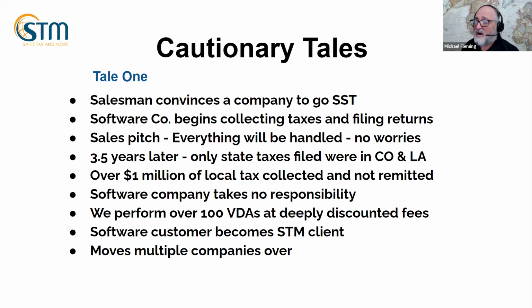Unfortunately, there was a lot of money involved. We had to do over 100 VDAs. Now, we did them at deeply discounted fees, and still, they had to pay $1 million. What's the penalty? Excuse me, the interest on $1 million over 3.5 years, because most of the penalties were waived. So this software company became our client, and they had multiple companies. I think that, since they came over, they've now moved 7 or 8 different companies of theirs over to us.